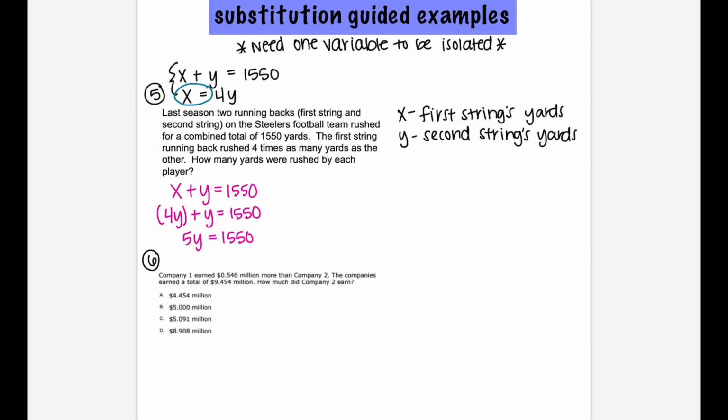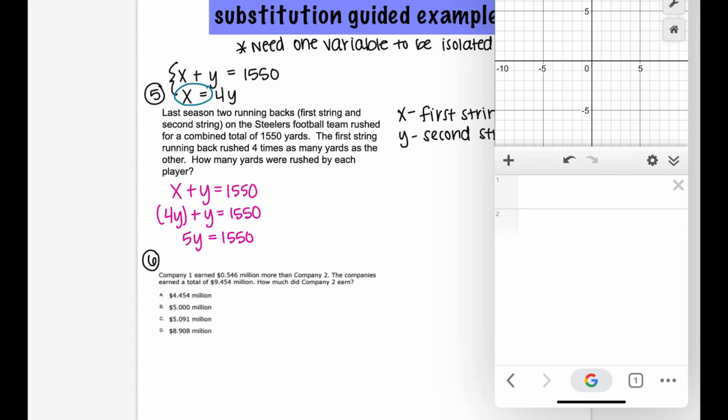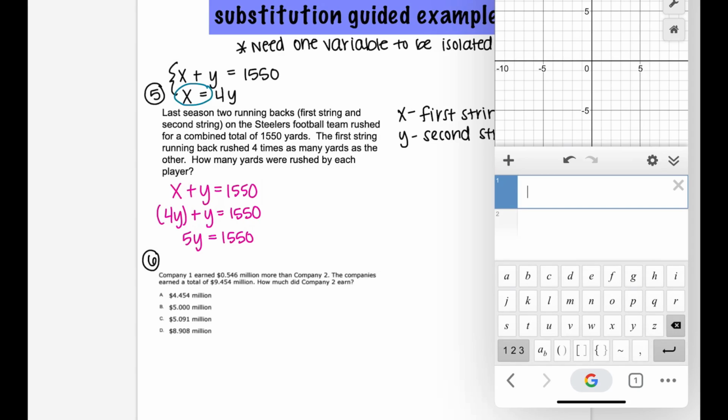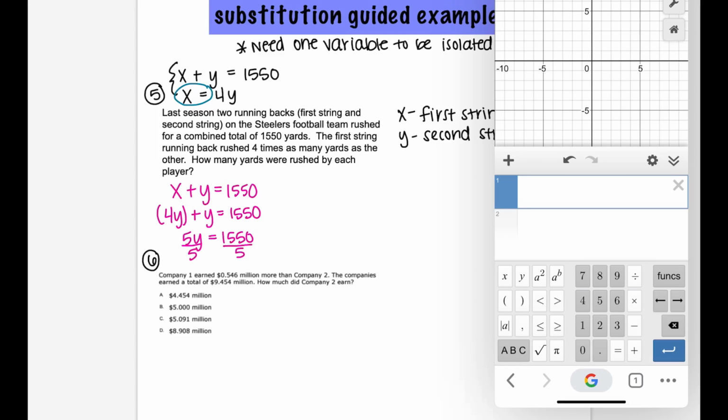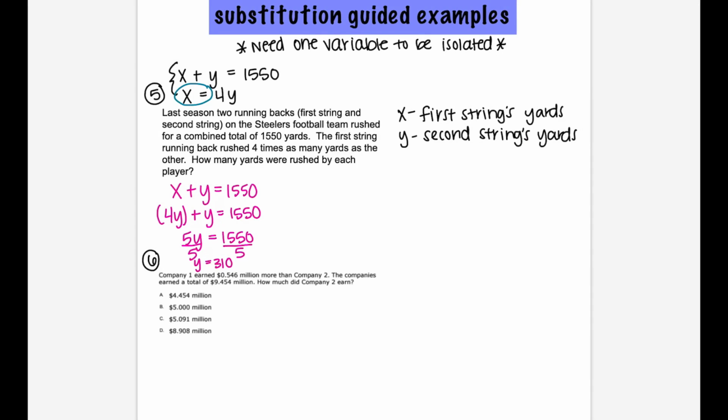All right, so 4Y plus Y, that's a total of 5Y, is 1,550. Now I'm going to pull up Desmos to divide this. So we've got to divide by 5. It's 310. So Y is 310.